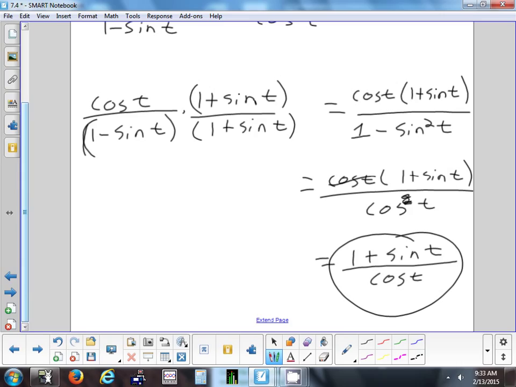And that's it. So there you had to recognize to use the conjugate, make sure you FOIL and distribute all that correctly, then use a Pythagorean identity, and then cancel out a common factor from the top and bottom. Okay, any questions on that one?